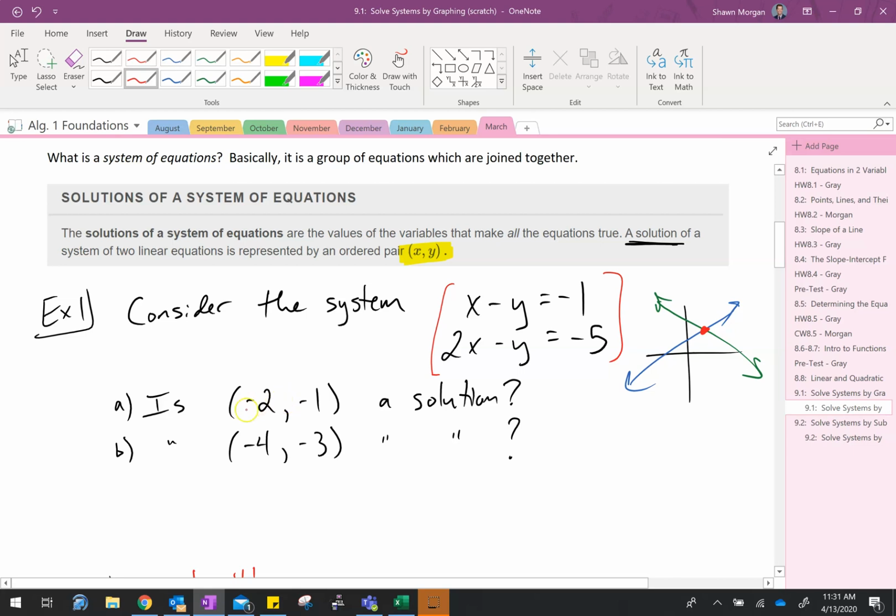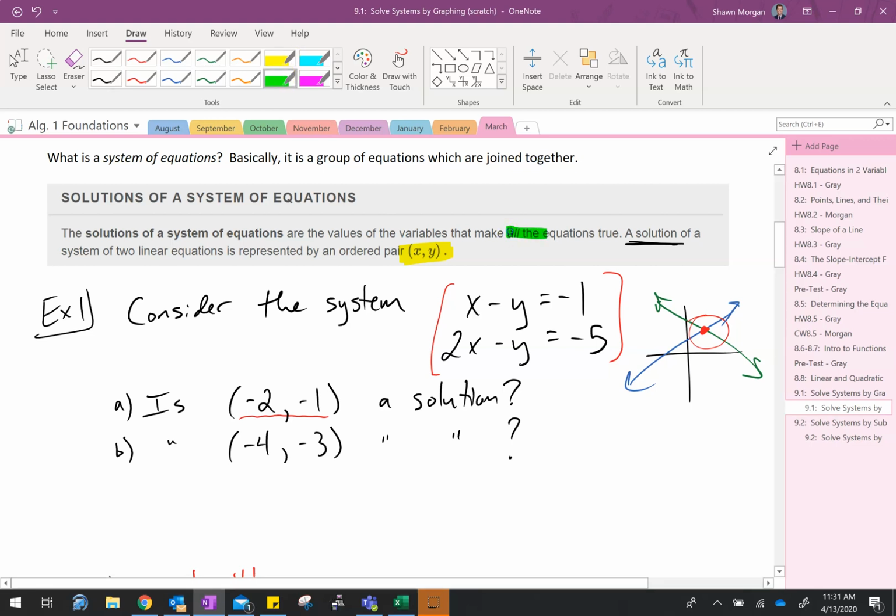So when you're asked, is this a solution? What you're being asked is, is this a point that's on both lines? Is it on the blue line? Is it on the green line? If you would say yes to both of those questions, then you would say, yes, it is a solution. Just like we did in the warm-ups, we could easily plug in the x value and the y value to see if it gets a true statement in both equations.